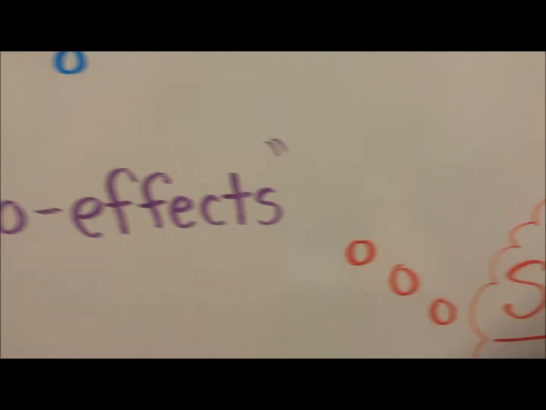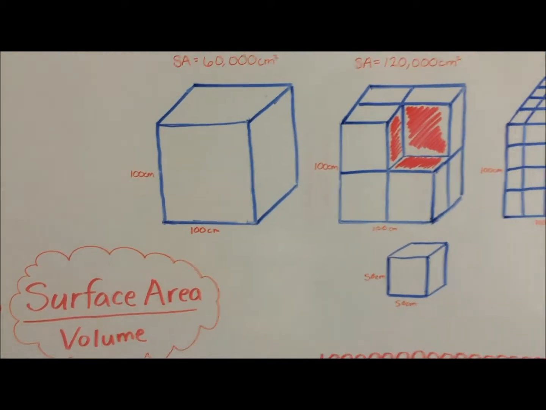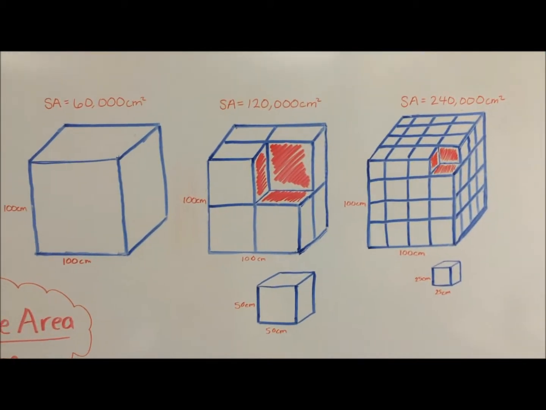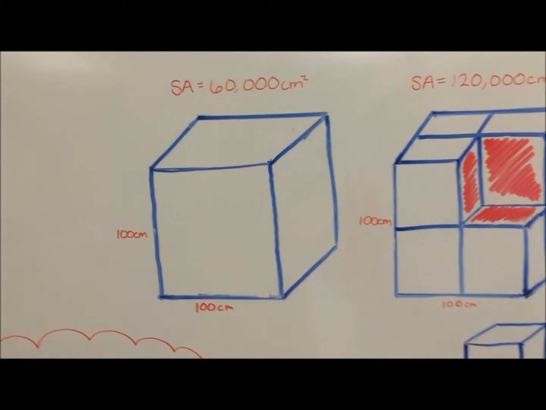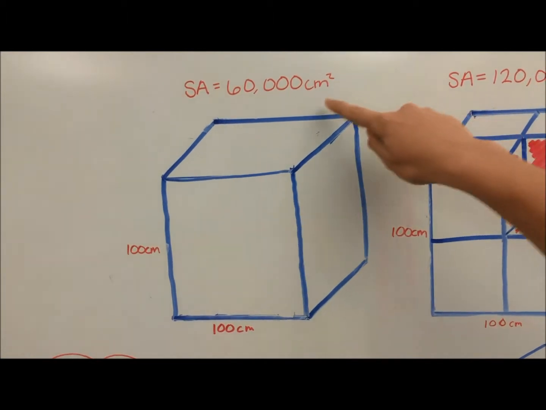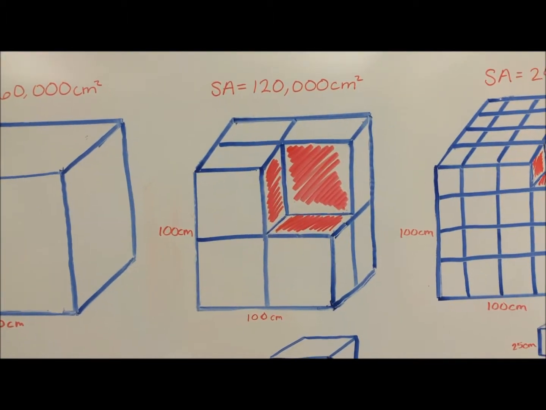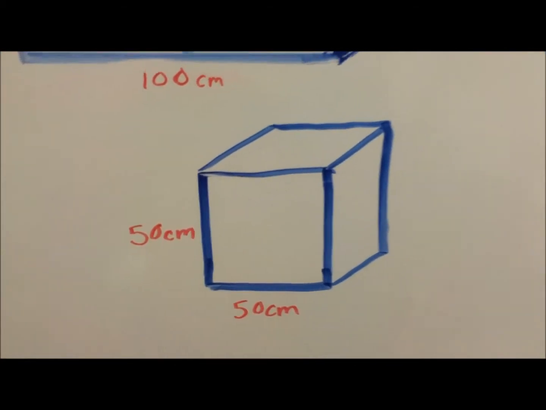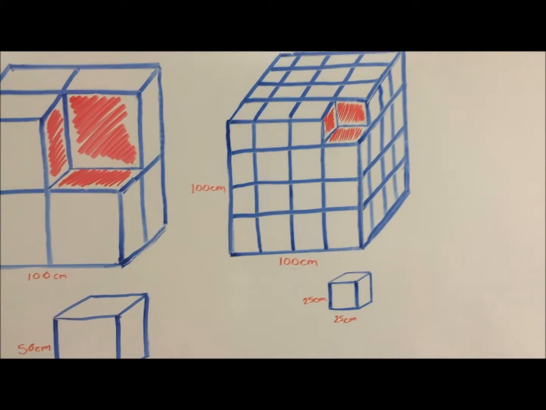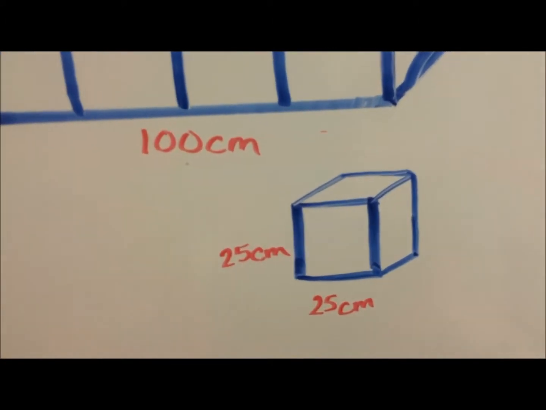The first of these effects is the surface area to volume ratio. Take, for example, 3 boxes of the same volume. The first box remains whole, with 100 centimeter by 100 centimeter faces. This is the surface area. The second box gets cut up into 8 smaller cubes, with 50 centimeter by 50 centimeter faces. The third box gets cut up into 64 smaller cubes, with 25 centimeter by 25 centimeter faces.